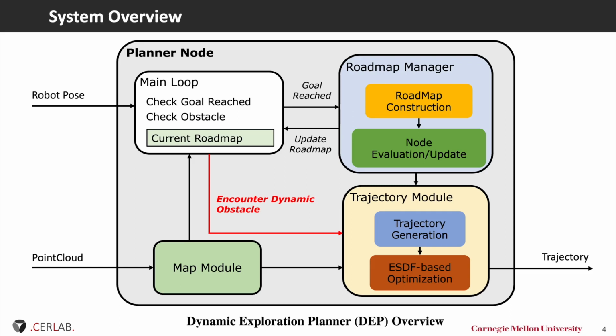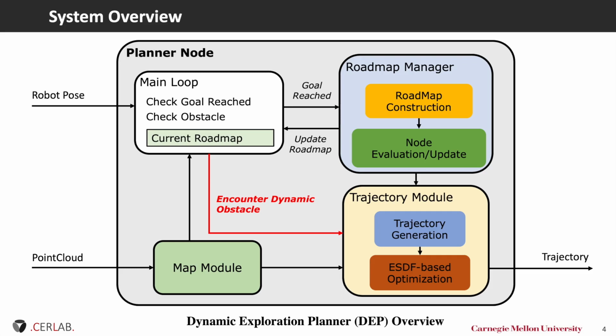There are four parts in our planner node. On the left side, we have the main loop on the top, which constantly checks whether the goal is reached and whether there are dynamic obstacles. Note that it stores the current roadmap for fast replanning when dynamic obstacles are encountered. So you can see that there is a shortcut path from the main loop directly to the trajectory module, which I'll discuss later, to generate a feasible trajectory in a short time.